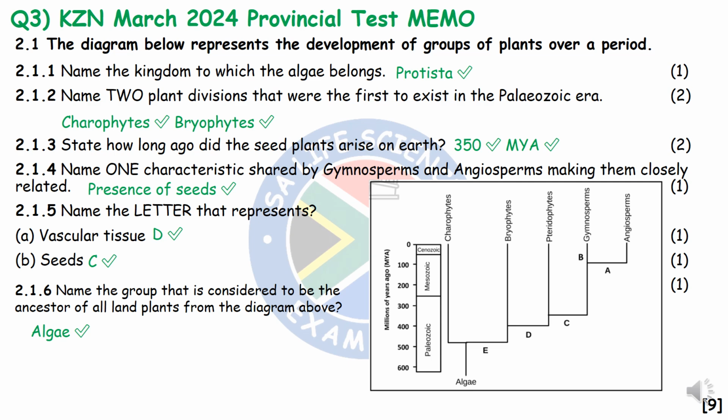So I want you to count how many questions you got right and give yourself a mark out of 9, and then we can move on to the next question.